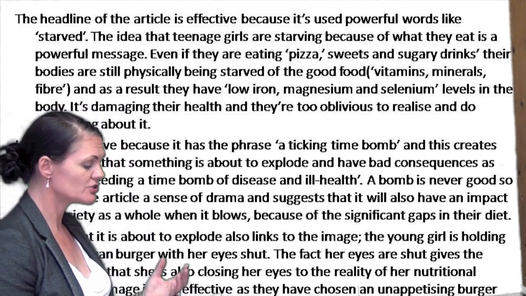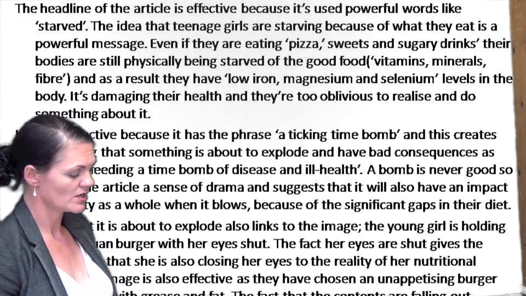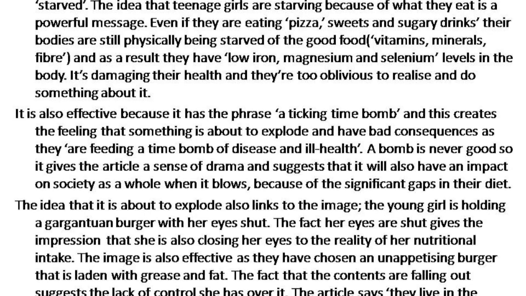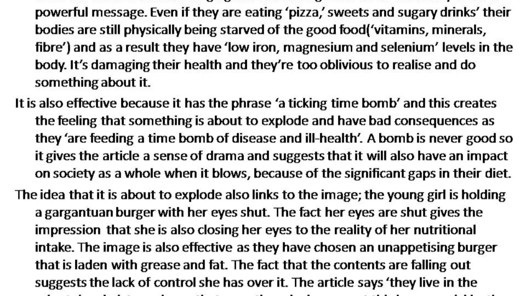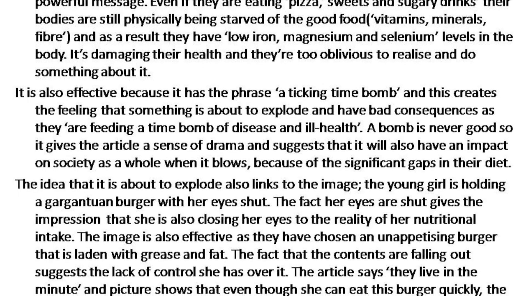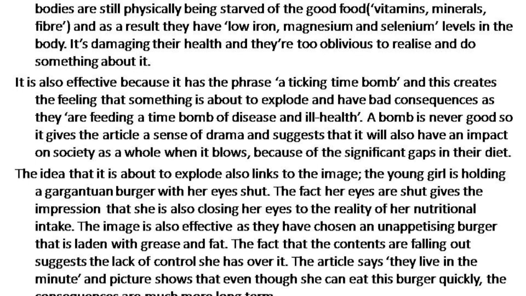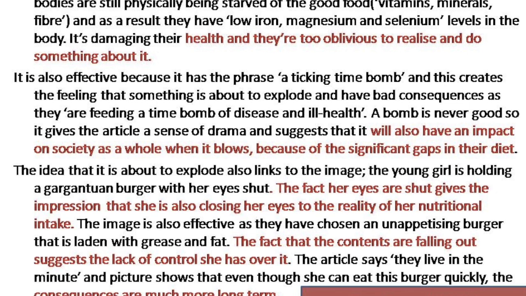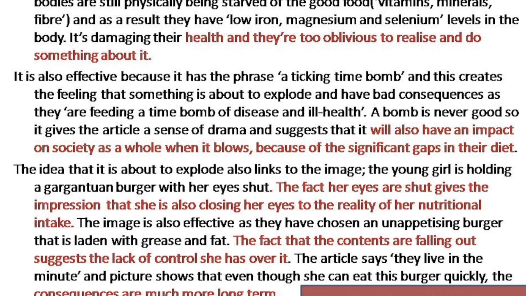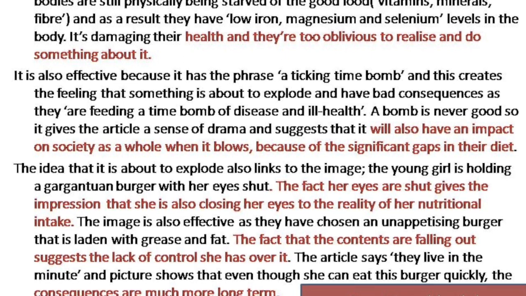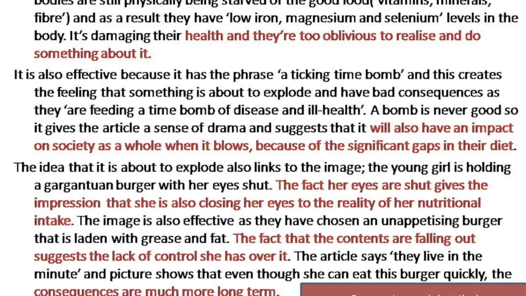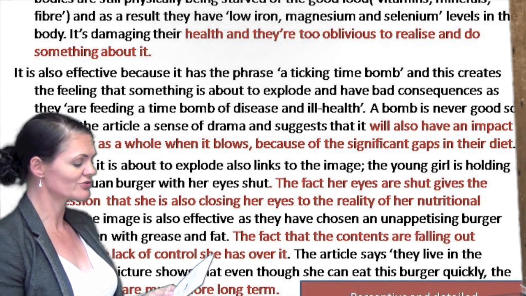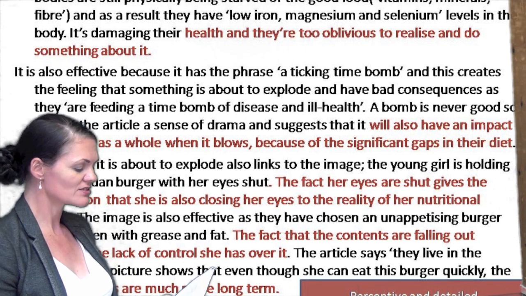So for example, if you look at the second model, the headline of the article is effective, and it goes through some stuff in more detail. It's more perceptive and detailed. The other one was clear, it had some clarity. The first one is about 5 out of 8. But this second one is 8 out of 8. It's a fully perceptive and detailed response. The candidate there is working stuff out, like she's too oblivious to realise and do something about it. It will have an impact on society as a whole when it blows. This is talking about the ticking time bomb of the headline, because of the gaps in their diet. And then the young girl is holding the gargantuan burger with her eyes shut. So this is where those details really come into play, isn't it? The fact her eyes are shut gives the impression that she is also closing her eyes to the reality of her nutritional intake. And the fact that the contents are falling out suggests the lack of control over it.